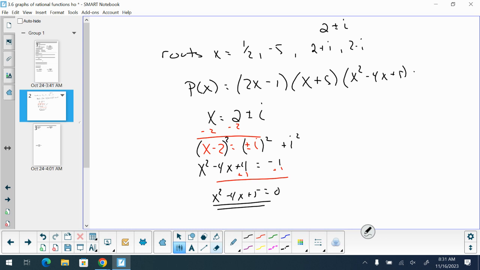Is that how the multiplicity of 2 is 2 plus i and 2 minus i? No, because this is one solution here, 2 plus i, that's one solution. 2 minus i is one solution. Now, if I said you had another 2 plus i in there, then that would give you that multiplicity of 2. Other questions?